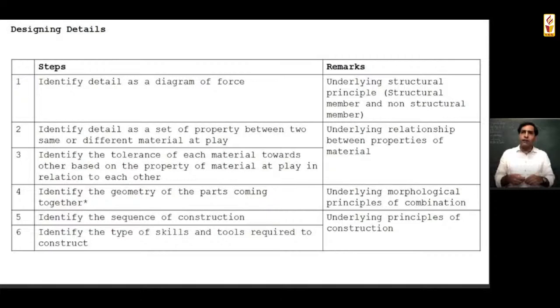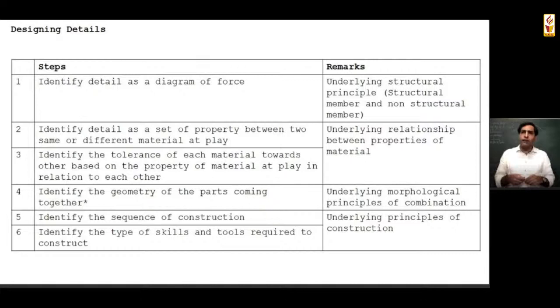If it is in compression, you require a greater moment of inertia, so you require materials which are spread across over the center line. And if it is under tension, you can afford to have a thinner material. Of course, when you have a thinner material, if there is a reverse force, it should work a little bit for compression, and therefore we don't use cables, we use pipes. But anyway, once you diagram the force, identify details as a set of properties between two same or different materials.